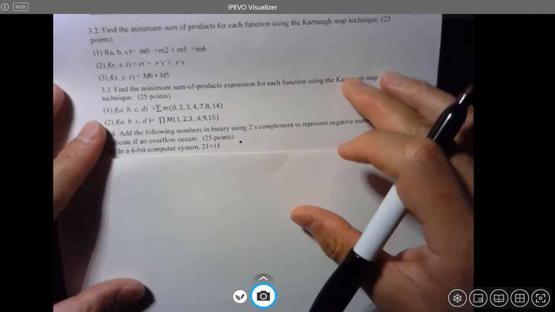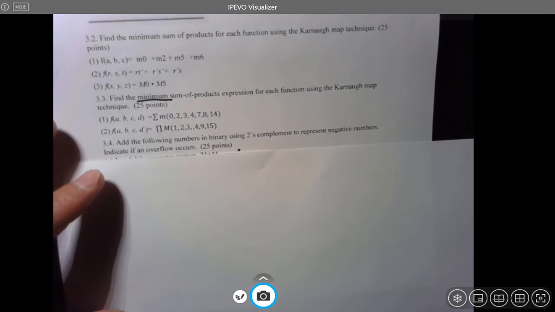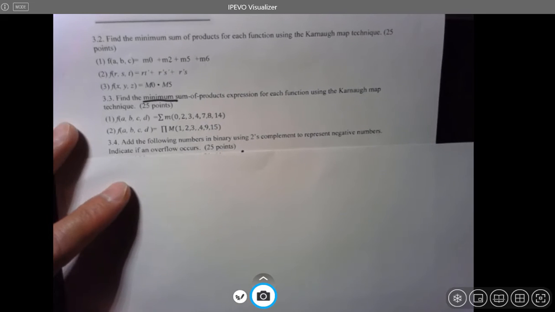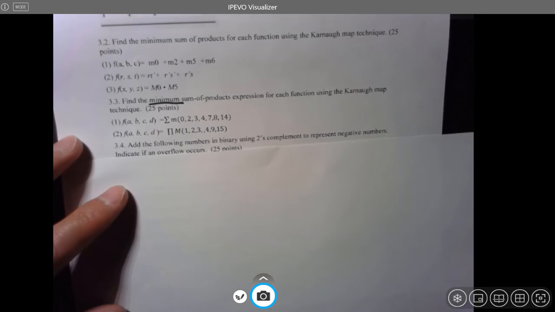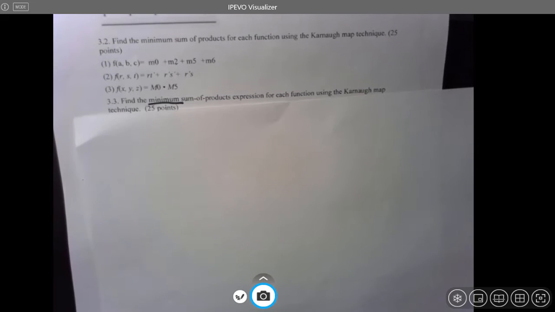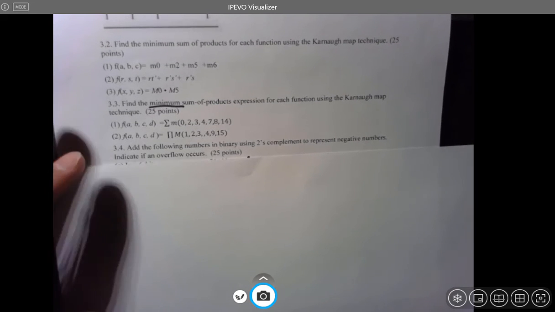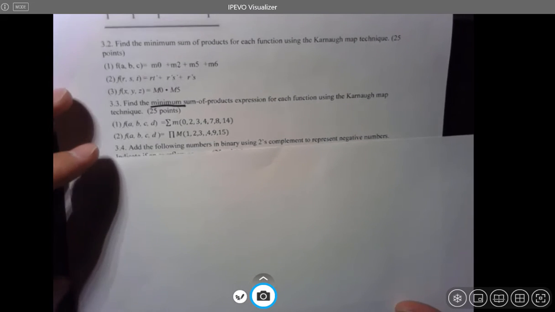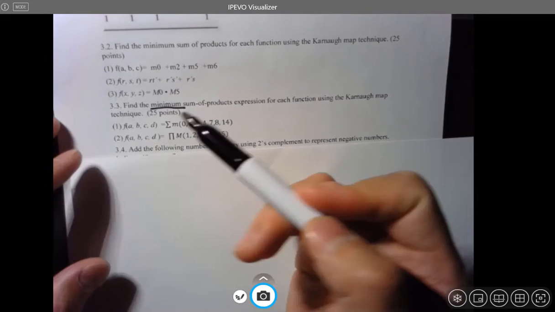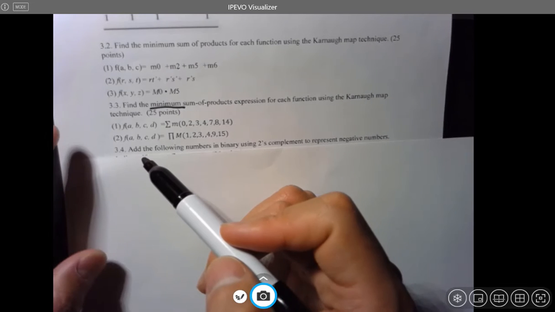3.3, find the minimum SOPs. Minimum means you have to simplify it. How can we simplify it? Using the K-map, right? That's why we learn K-maps, because we can simplify without using any of these Boolean algebra theorems. We just follow the rules, and we can get the final simplified version easily. But it's only limited to up to 4 variables, right? Anything more than 4 variables gets more and more complex.